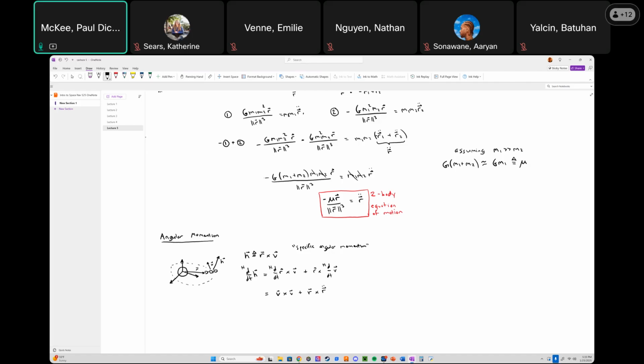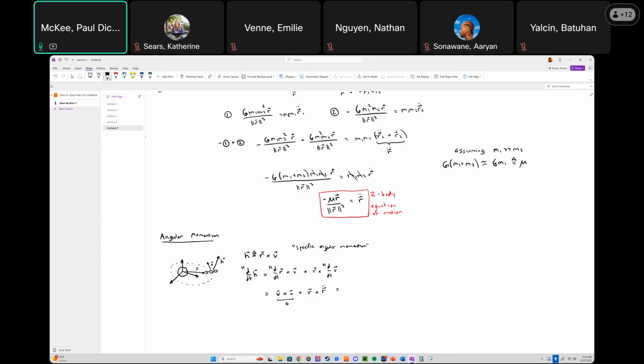Apologies for the sloppiness, because now we're using v for the first derivative of r, but then we're using r double dot for the second derivative of r. I know that's poor form, but we do that for a reason. V crossed with v is 0, right? So really, this is r crossed with r double dot.